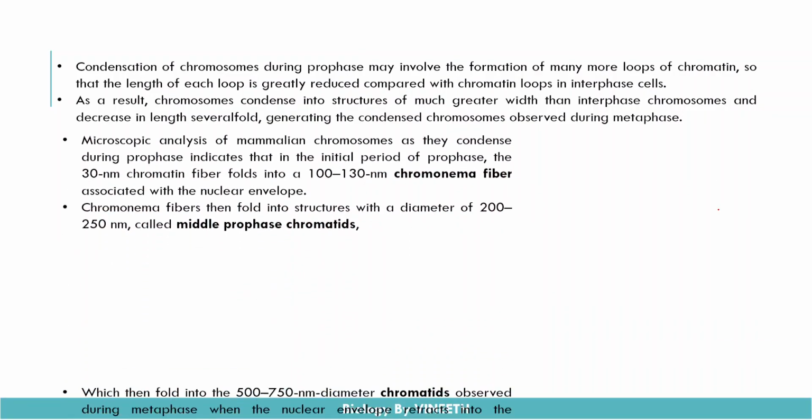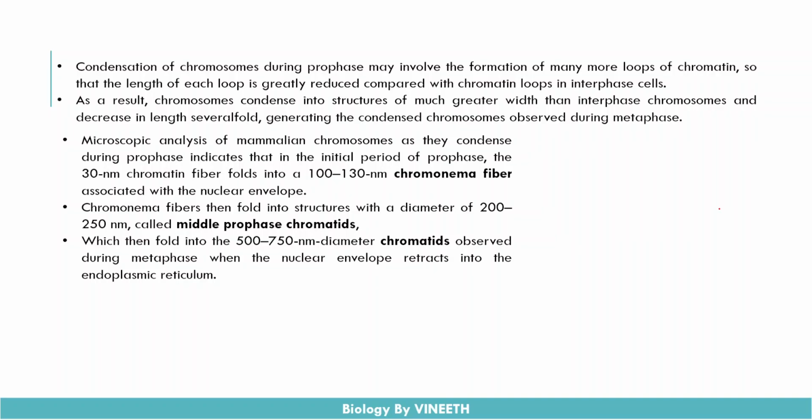Okay, so what we got is a 30 nanometer fiber. In the interphase, we will be getting only the 30 nanometer fiber. And after the interphase, the cell cycle is promoted to mitosis. If you observe this entire mitosis phase under the microscope, the mammalian chromosomes condense in the prophase only. The prophase is the condensation phase.